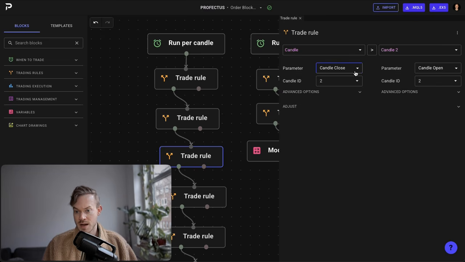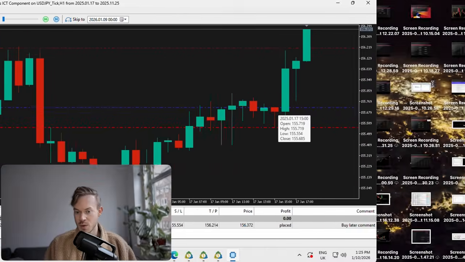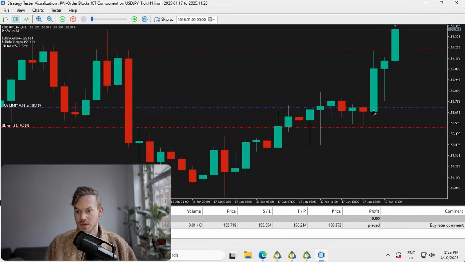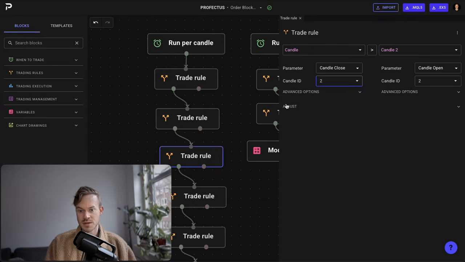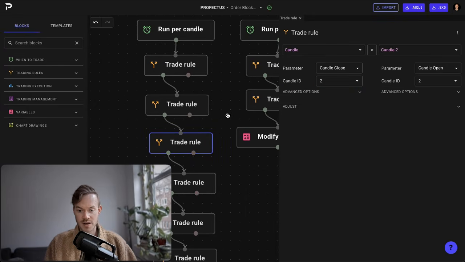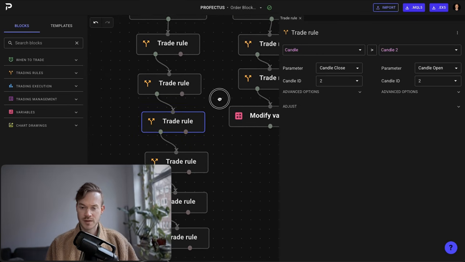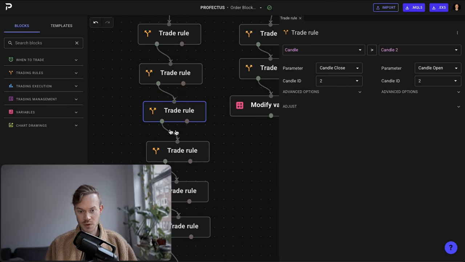Now we want to see candle close, candle ID number 2 is above its own candle open, what simply means, well, no, this candle is supposed to be bullish. So indeed, this candle we are talking about is heavily bullish, with a strong movement to the upside. So this is where we now start to define that the price is running away from this order block, where we want to have the price retrieve later on. Cool, condition is met.